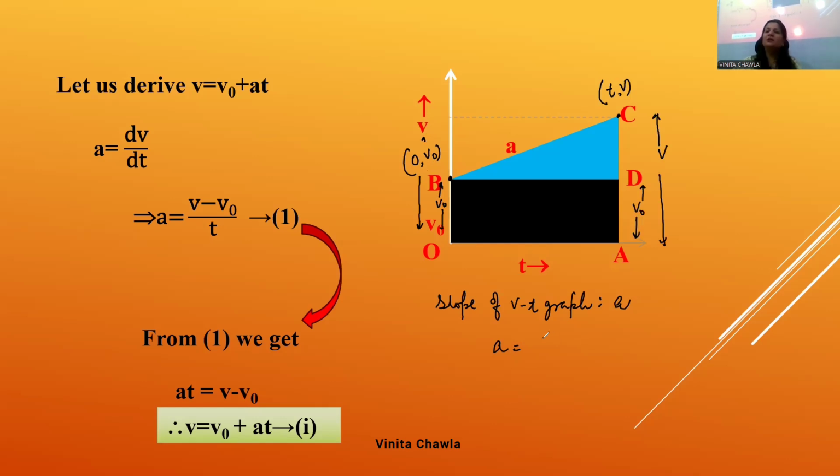So acceleration is v minus v naught, y2 minus y1 upon x2 minus x1. x2 minus x1 is t minus 0. Move this to the other side. We'll get v minus v naught as at. This implies v is equal to v naught plus at. So this is the first equation of motion.